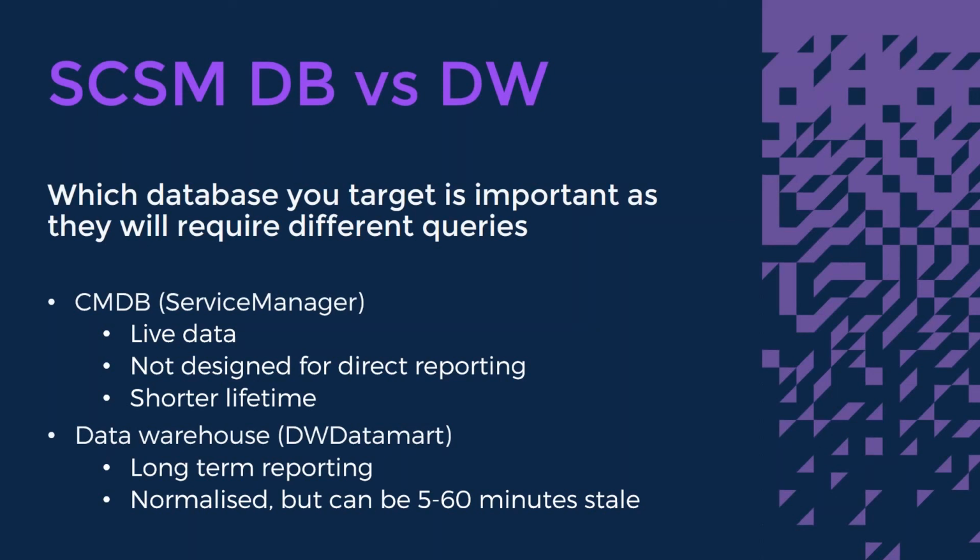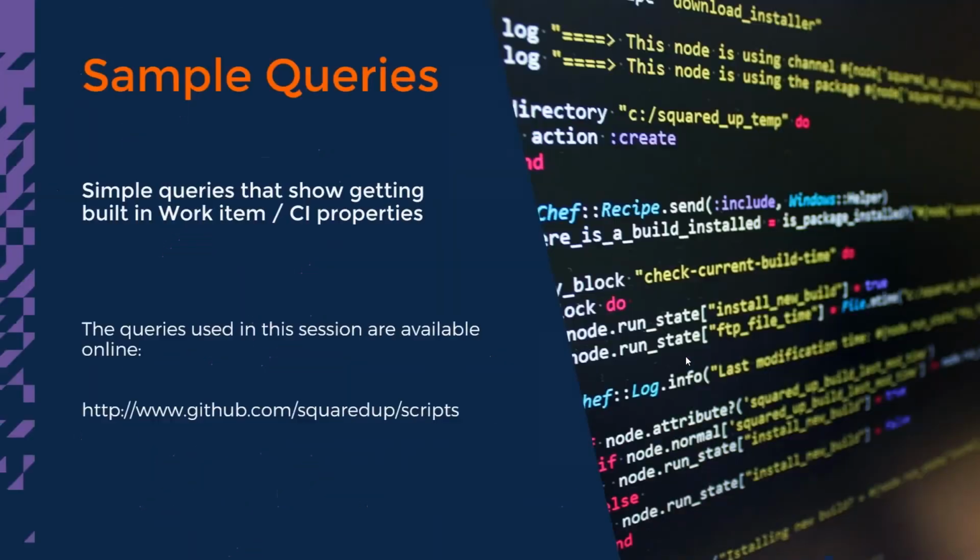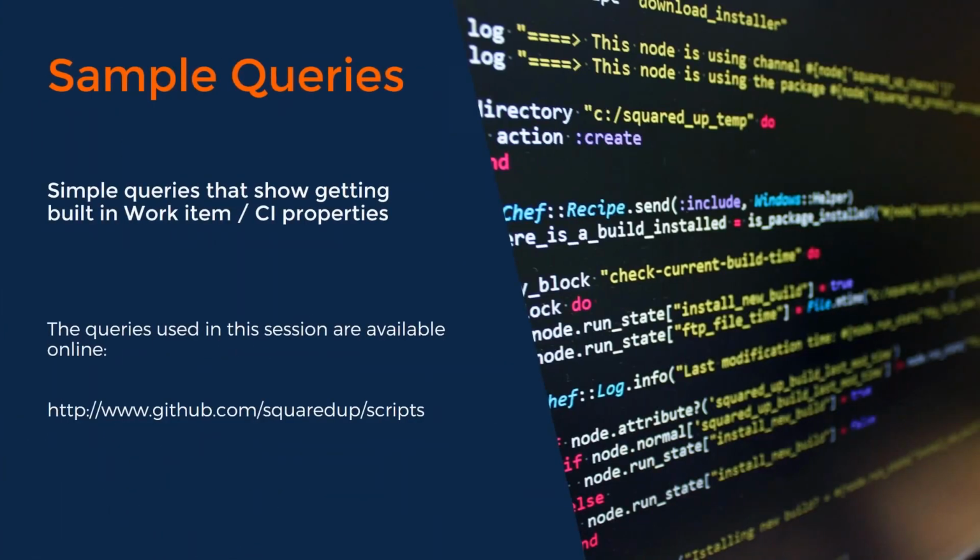Great. Okay, so we said there's some sample queries, so I'm going to show you a few more queries now and tease the content that we're going to be doing next week. We've published on GitHub, and there's the link there, and it'll be in the show notes too, some sample queries that show you getting built-in work item and CI properties. If you've extended your change request class or your incident classes or your CI classes with extra fields, they're not going to be included in these queries. So you're going to have to do the work there to bring those into your environment and figure out what's useful to you.